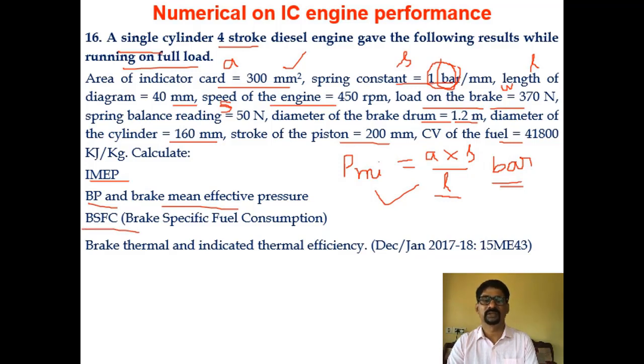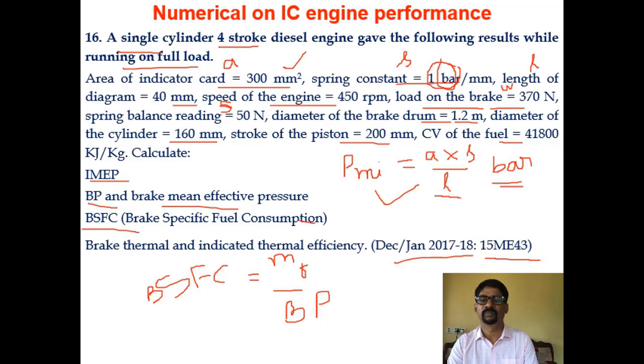Then BSFC, that is brake specific fuel consumption, is MF divided by BP. So this is a question from the VTU question paper, December-January 2017-18, under the scheme 15ME43. But if you look at the question, nowhere MF is given. So just write this formula in the exam and write a note that MF is not given, hence this BSFC cannot be calculated. You'll get full marks, no issues, because there is no other way to solve this as there is no MF.